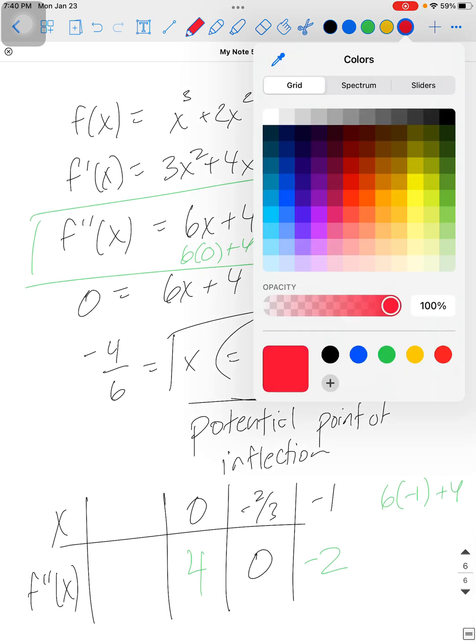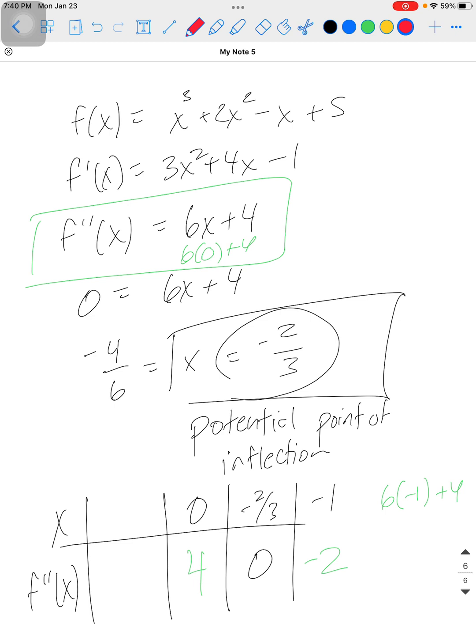Well, it tells me that the concavity to the left of negative 2/3 is concave down, and the positive to the right tells me it's concave up, and this 0 tells me there is a point of inflection because the concavity changed. We can use the values around this value to determine if it's a point of inflection if the concavity changes. All right, I'll leave you with that to think about.